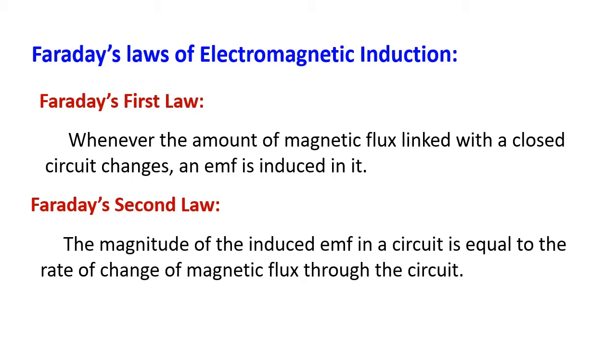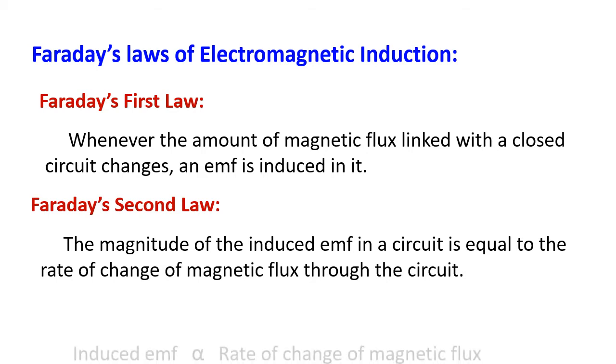According to his second law, the magnitude of induced EMF in a circuit is equal to the rate of change of magnetic flux through the circuit. So how much induced EMF will generate depends upon the rate of change of magnetic flux linked with the closed circuit. The negative rate of change of magnetic flux exactly equals the EMF, but in general they say the change in flux induces EMF.